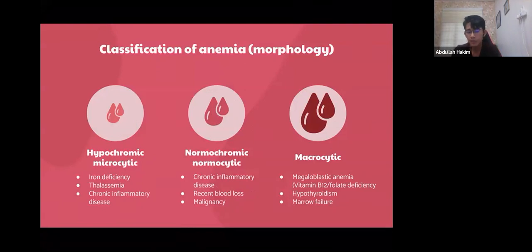The other classification of anemia is under morphology. We can classify it into hypochromic microcytic anemia, which may be caused by iron deficiency, thalassaemia, and also anemia due to chronic disease. For normochromic normocytic type, it may be caused by chronic inflammatory disease or anemia due to chronic disease, recent blood loss, and also malignancy. And lastly, macrocytic anemia, which may be due to megaloblastic anemia, either vitamin B12 or folate deficiency, hypothyroidism, and lastly, marrow failure.